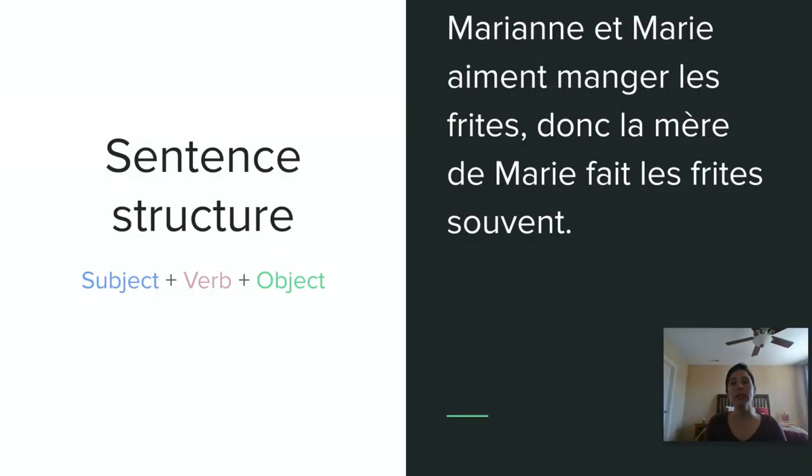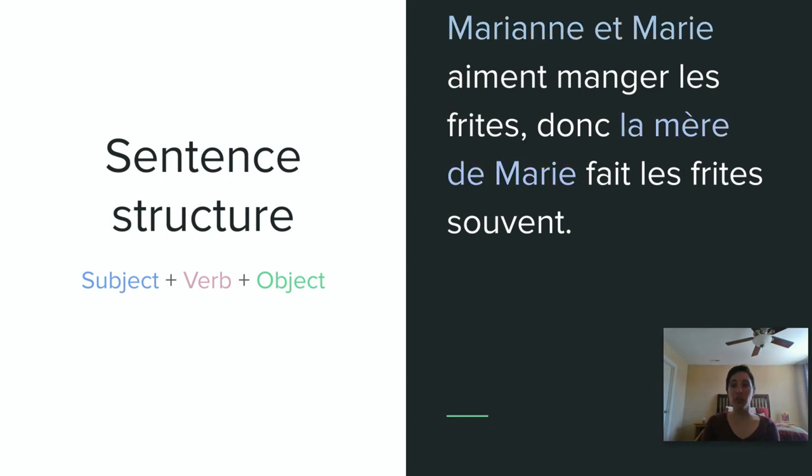So first, we need to review the general sentence structure of a French sentence. And we're talking about pretty basic sentences right now. Our example sentence is: Marianne et Marie aiment manger les frites, donc la mère de Marie fait les frites suivantes. So we have our subject, verb, and object that we're going to be identifying. First, we'll start with our subject. Remember, this is the doer of the sentence.